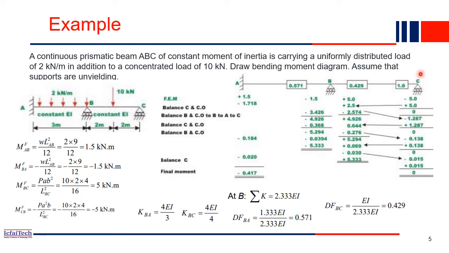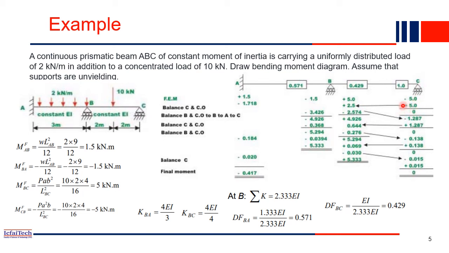If it were a fixed support here, then we should not do all these things. Whatever moment is there, let it be. But it is a roller support, that's why we have to balance it. We have to make the net moment at support C zero. So we added an additional plus 5.